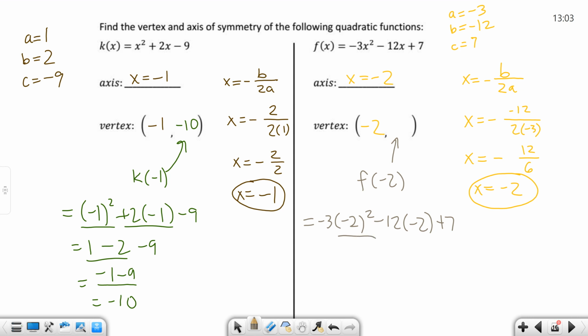So then I'm going to say negative 2 squared. This is going to be negative 3 times 4 plus 24, right? I'm going to go ahead and do this as well. It's a new term. So then plus 7. Then I'm going to do this multiplied together. It's going to give me negative 12 plus, I'm going to put that as 31. Negative 12 plus 31 is 19. So then negative 2 comma 19 is my vertex for this quadratic function. All right?